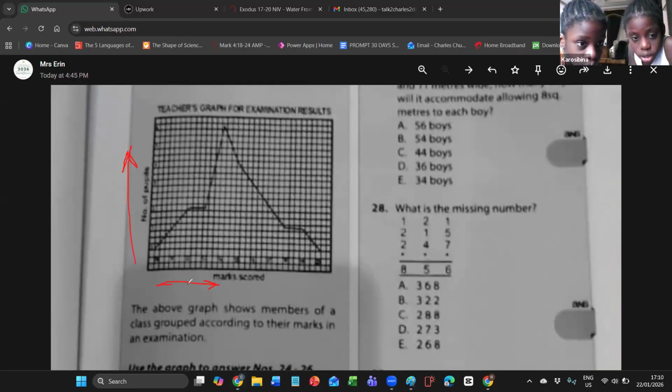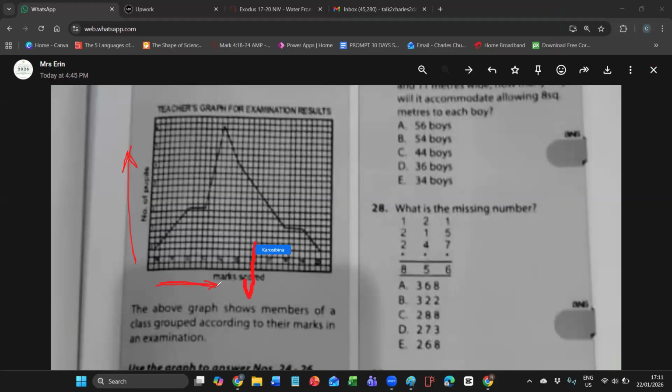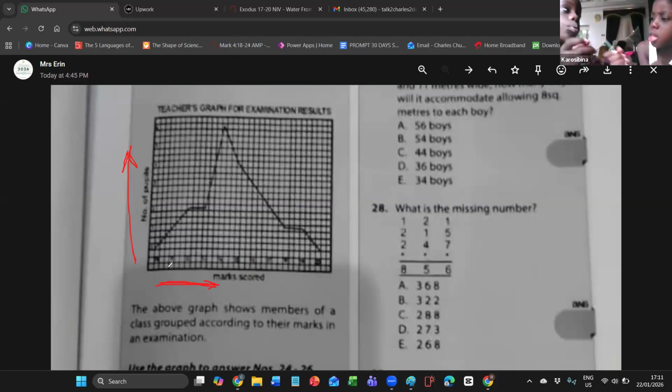Vertical is the one that is pointing up. And horizontal is the one that is pointing to the right-hand side. So which side should we look? Vertical, for the marks? Are you sure? He said how many people scored 16 marks. So we're going to look for 16 along here, isn't it? Yeah. And I say horizontal.